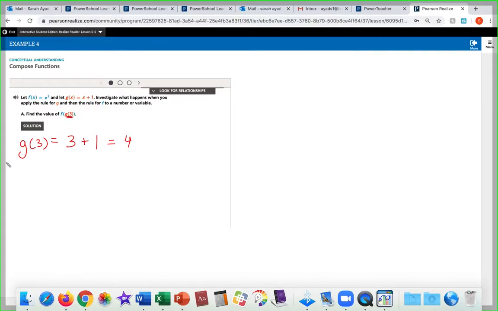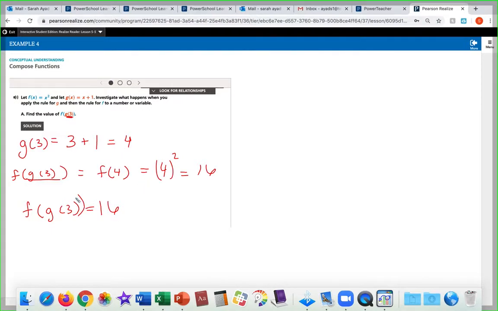Well, if g of 3 is 4, do you agree I could take out g of 3 and replace it with a 4, since g of 3 is 4? So really I'm just finding f of 4. Well, what does that mean? It means take 4 into the function f, substitute it in for x. So 4 squared, which is 16. Therefore, I could now say that f of g of 3 is 16.